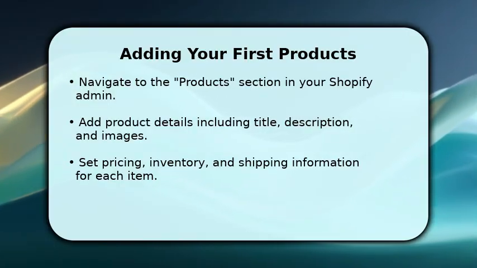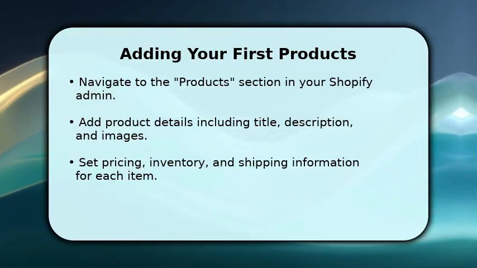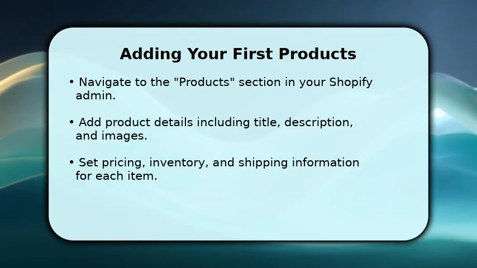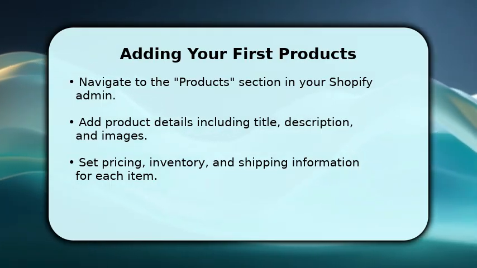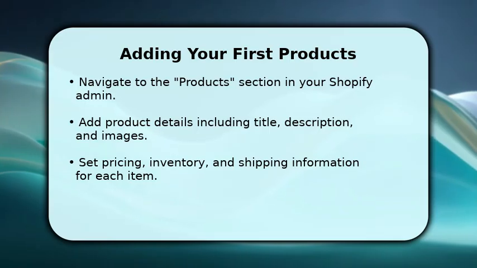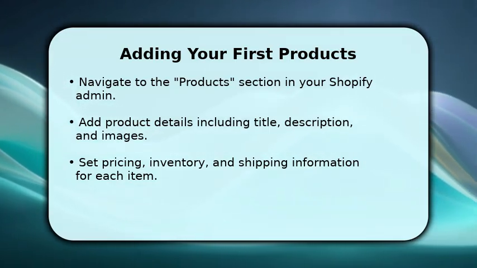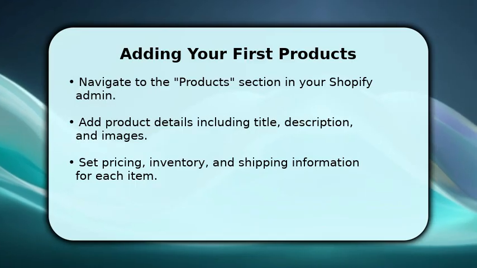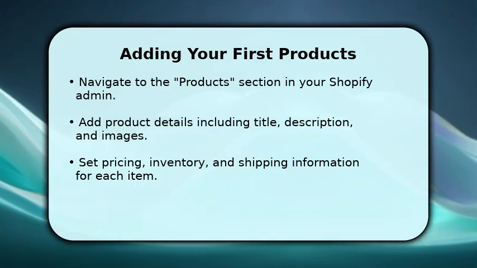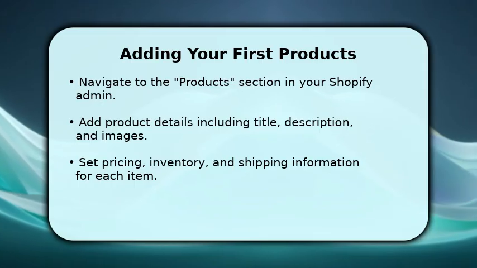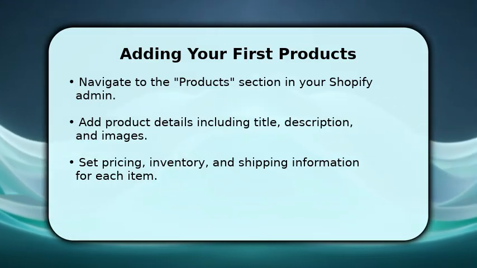From your Shopify admin, click on Products and then Add Product. Here, you'll input the product title, a detailed description, and upload high-quality images. Don't forget to set your pricing, manage inventory levels, and specify shipping details. You can also organize products with collections and tags, making them easier for customers to find.